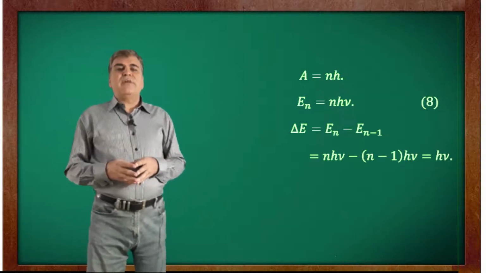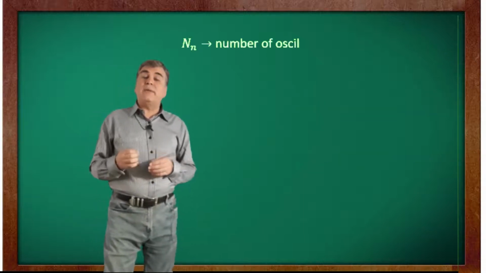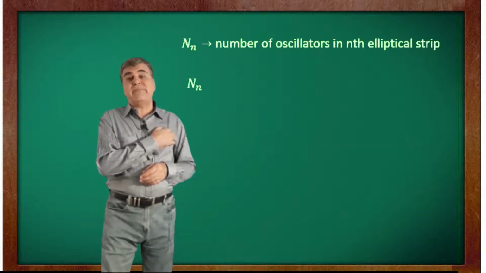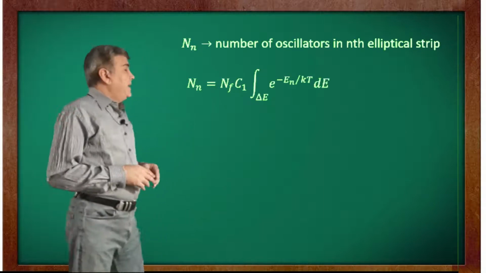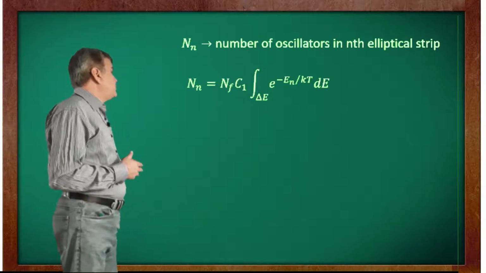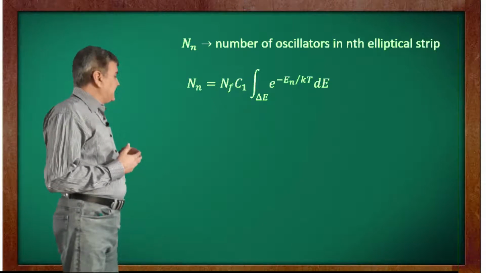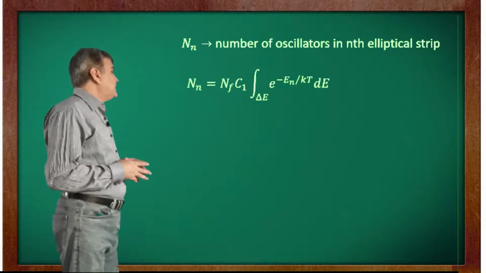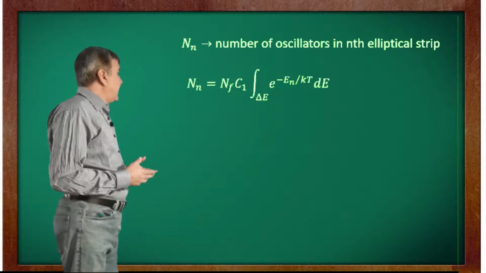The total number of harmonic oscillators n sub n in an elliptical strip with number n can be obtained by integrating equation 7 over the range of energy delta E. That is, n sub n equals n sub f times c sub 1 integral over energy delta E of exponent minus E sub n divided by kT times dE.